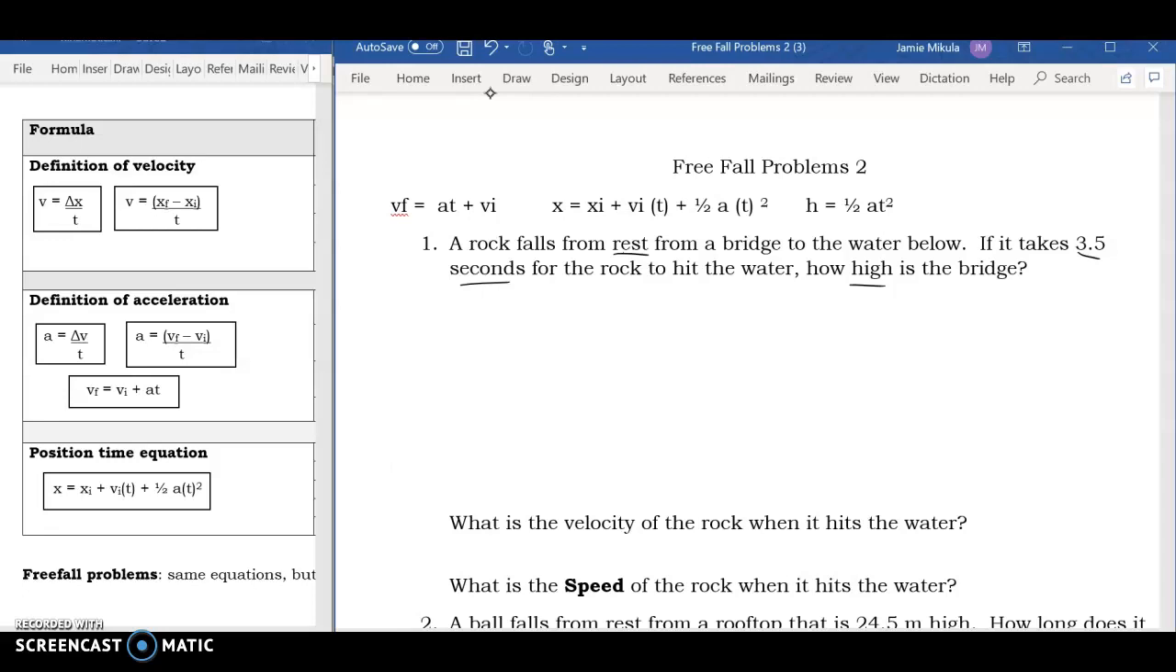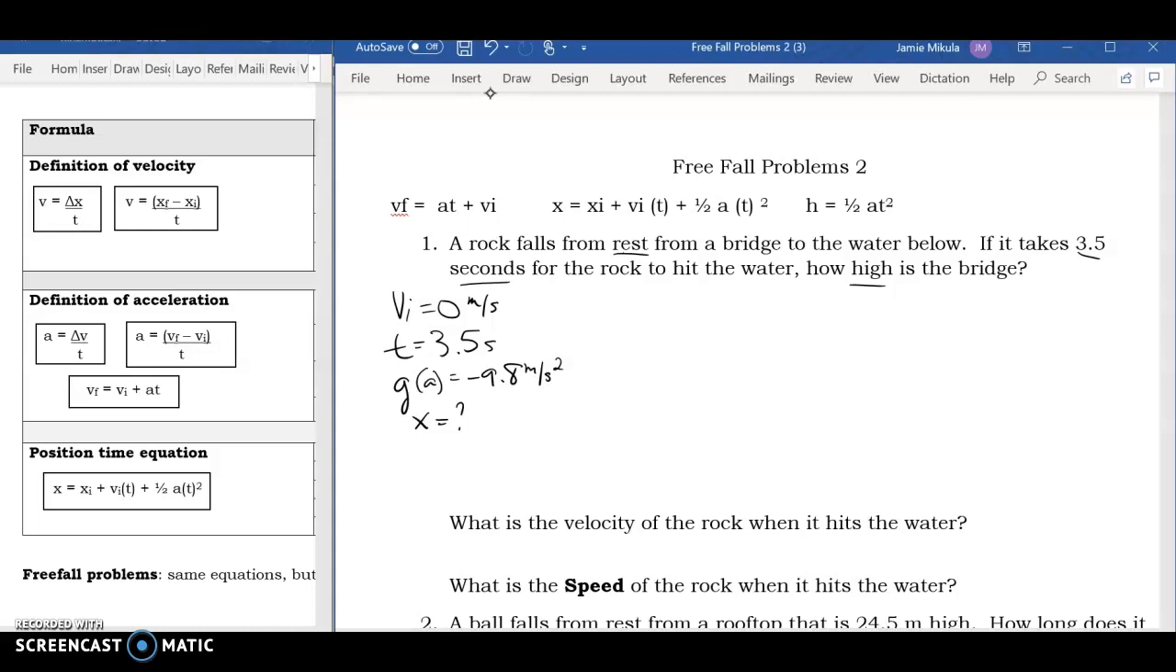Okay, so from rest tells us that the initial velocity is going to be 0 meters per second. It says it takes 3.5 seconds, so that is the time. We know that gravity is happening, so that is the acceleration, and that is negative 9.8 meters per second squared, and we want to know x.